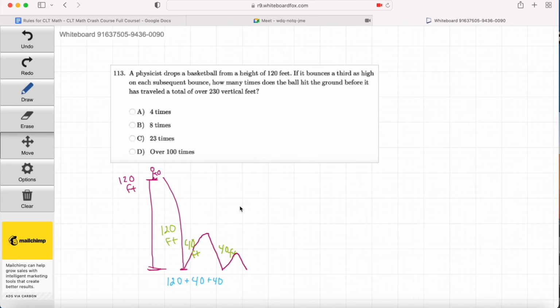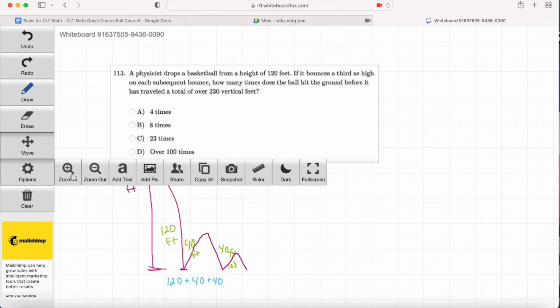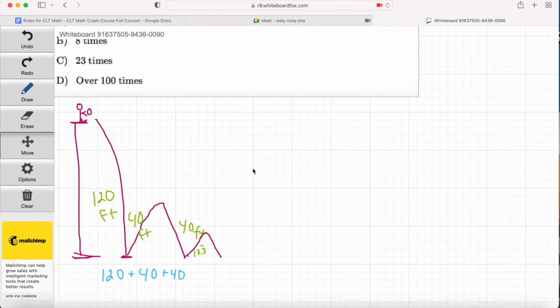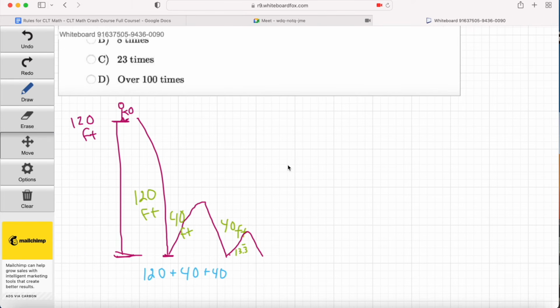Yes. We'll just say 13.3 for right now. Okay. 13 and a third. Oh, that's kind of small. I'm going to zoom in a little bit again. There we go. So 13.3 repeating on the way up and 13.3 repeating on the way down. Right? So I'm going to add those. That should be like 26.6 repeating, right?